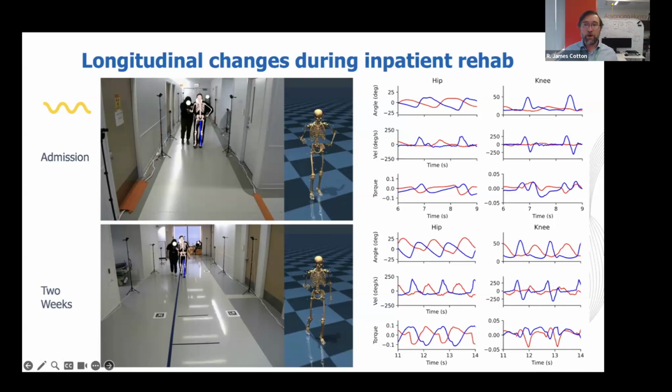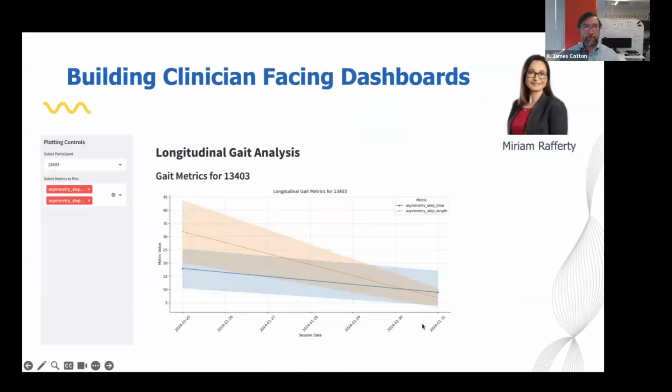And of course, we really want to get this out in the real world. So a critical thing there is making sure that the data is usable by our end users. And for that, I'm happy to work with Miriam Rafferty, and we're trying to create more and more dashboards that can handle all this data and visualize it. And so here is one after a couple of rounds of iteration, and you can see that we can, for example, plot the asymmetry of step time and step length and see how that reduces during inpatient rehabilitation for this participant. And so, a lot of work to do still, though.